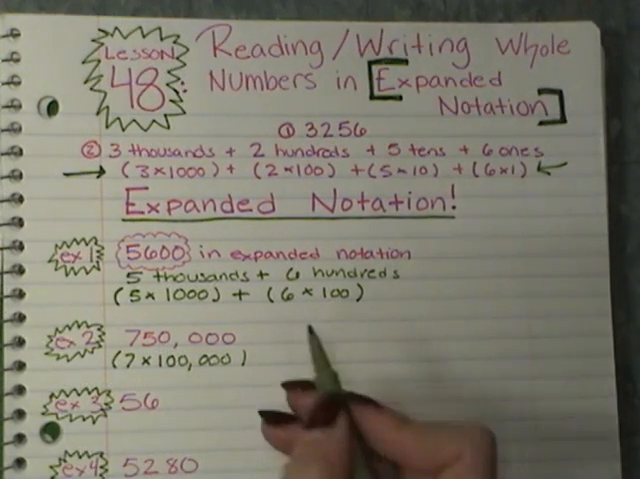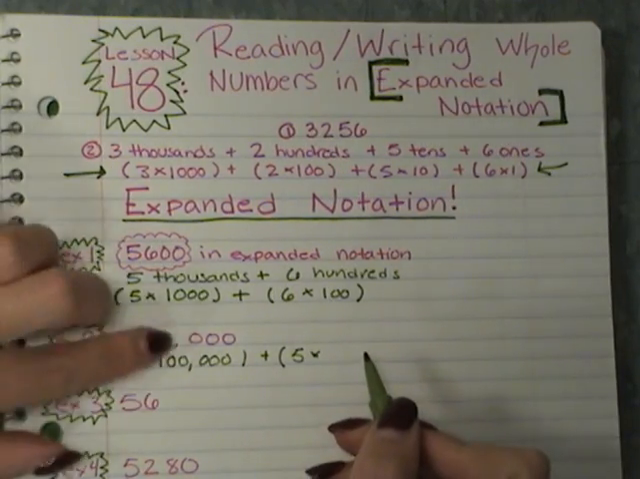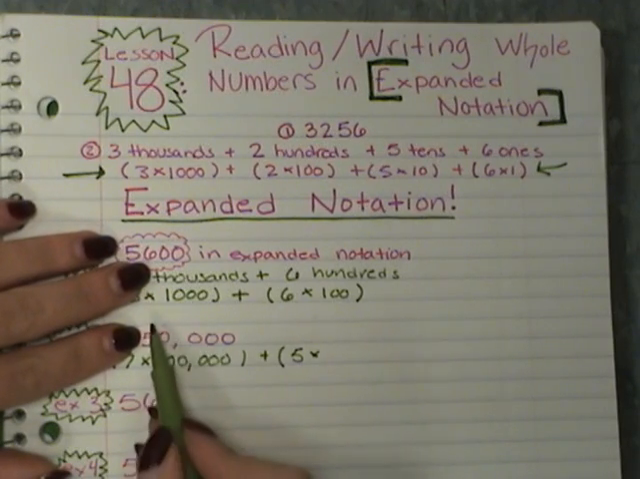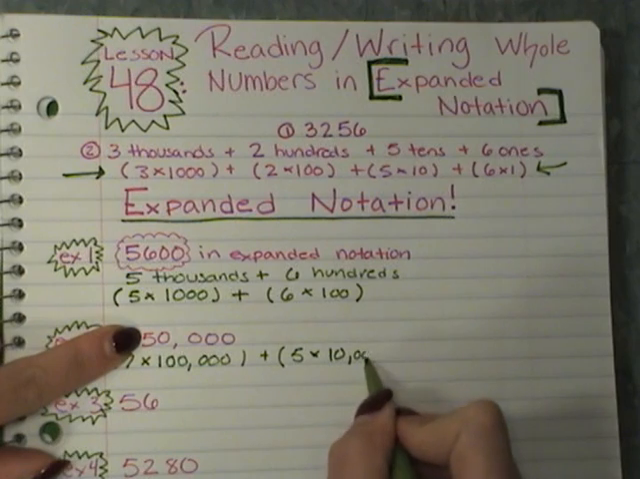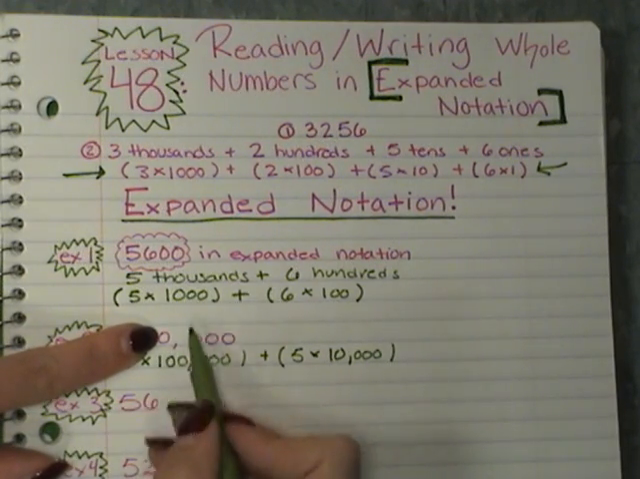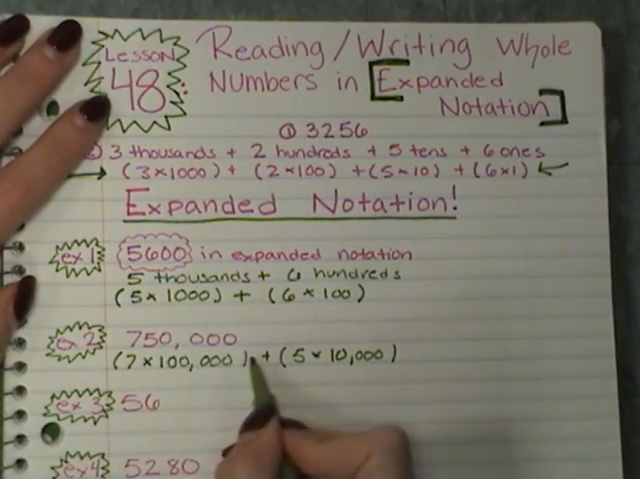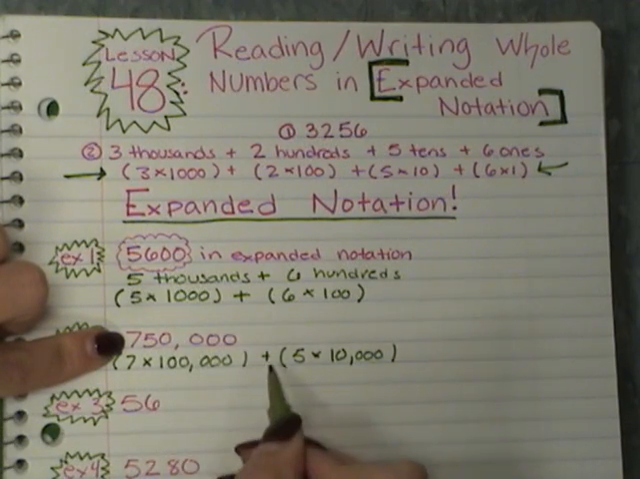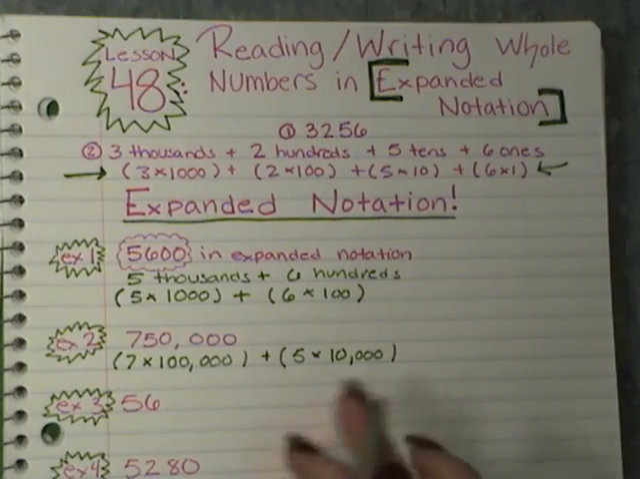So now I'm going to move on to my 5. So I'm going to add this. 5 times, 1,000 are your ones, and then your 10,000s. So I'm going to write 5 times 10,000. Now, do I have anything in my thousands? Nope. My hundreds, my tens, my ones, no, so I'm done. So this is exactly what I need. 7 times 100,000 plus 5 times 10,000.